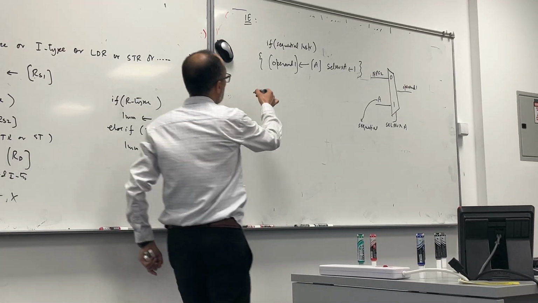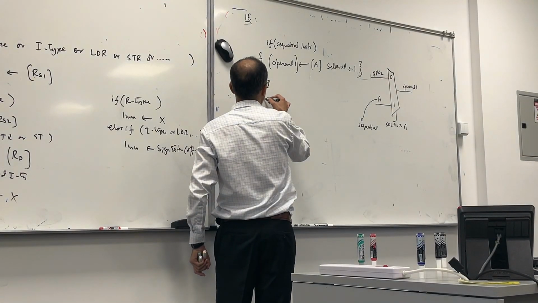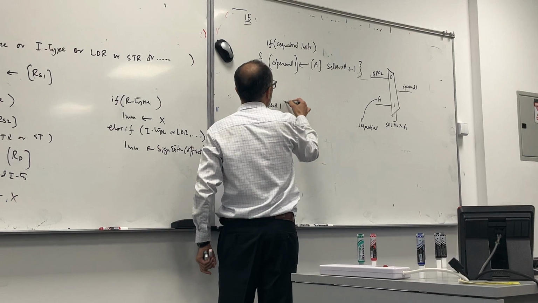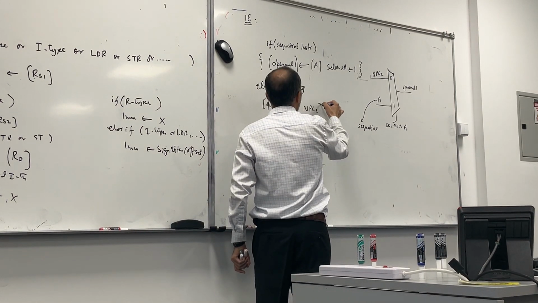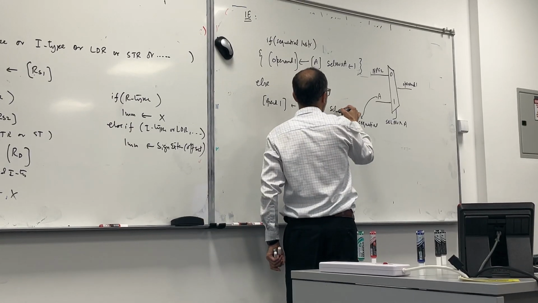Else, no, it is not a sequential instruction. What will be the operand 1? Tell me. NPC2. And if it is NPC2, what will be cell mux A?